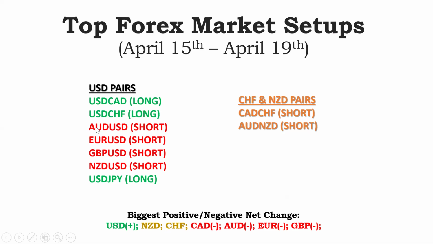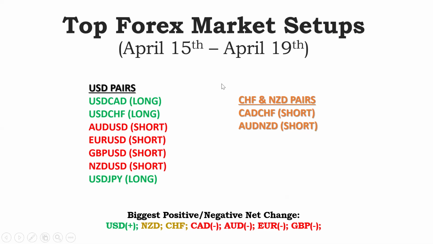So in the mix again, we're looking at AUD USD, Euro USD, GBP USD, NZD USD, and then USD JPY, also one of the trades from the previous week. I would like to also look at Swiss franc and NZD pairs, and after evaluating them, I saw some opportunities around Swiss franc and Australian dollar, New Zealand dollar. So let's look at what the chart is saying.